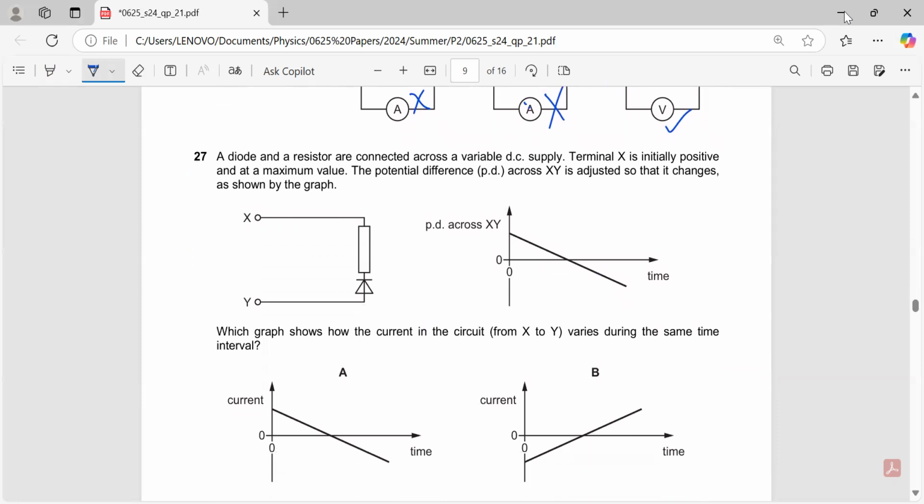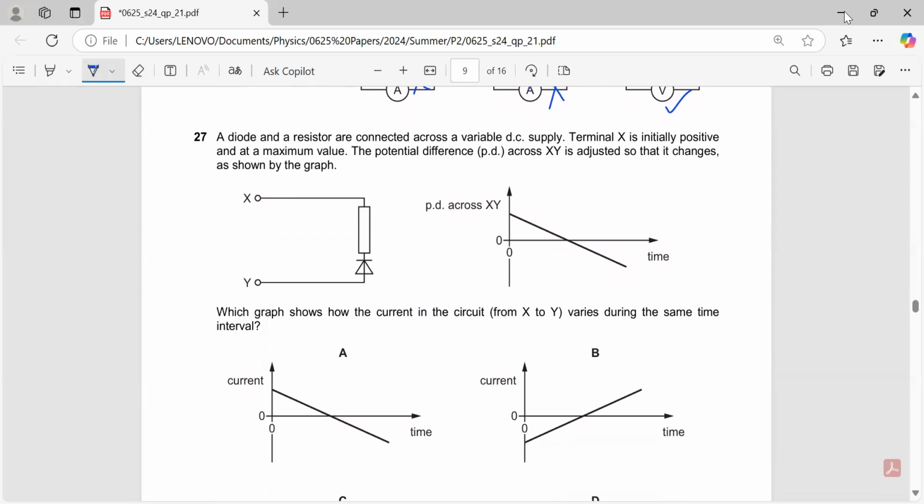Next question. A diode and a resistor are connected across a variable DC supply. It's a variable, right? Terminal X is initially positive and at a maximum value. Like terminal X is positive, it means that with respect to X, the other one will be at negative terminal, like Y should be at negative.